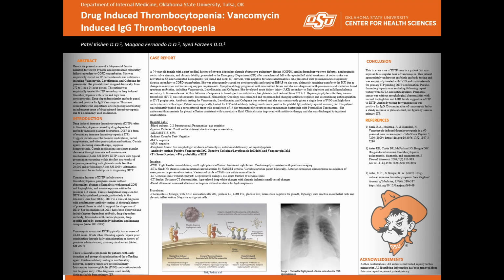normal limits, indirect Coombs test was negative, direct antibody test was negative, ANA was negative. Peripheral smear did not show any morphologic evidence of hemolysis, nutritional deficiencies, or myelodysplasia. Antibody testing was positive for vancomycin IgG, and the titers were elevated. Their 4T score was also calculated, but it was low, as the probability was less than 5%. Imaging was performed for any other causes that could contribute to the thrombocytopenia.